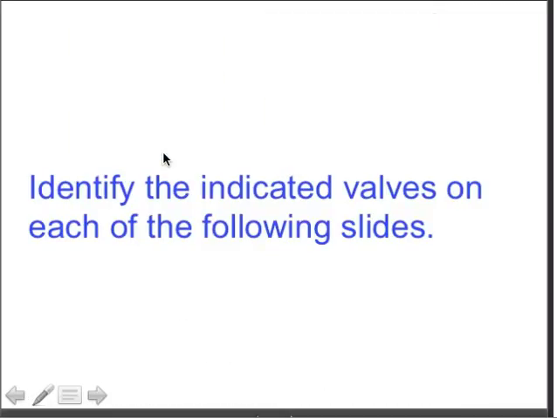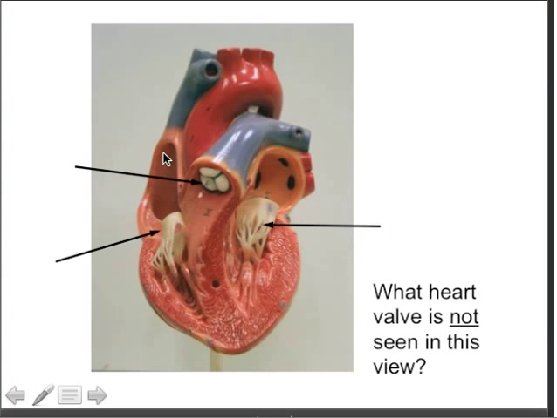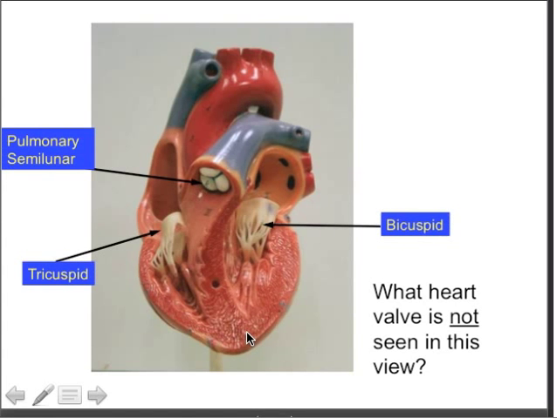Next, we want to do some valve questions and identify the valves on the following slides. Again, we're looking at the heart from front to back. So this would be the left side, this would be the right side, and the valves would be as follows. You can see pulmonary semilunar, bicuspid, and tricuspid. The valve you cannot see is the aortic semilunar because it is underneath the IV septum, not visible in this diagram.